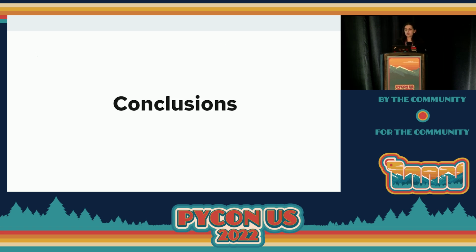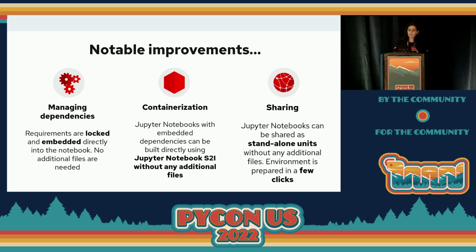So finally, let's see what are the conclusions we can draw from what we just saw. Managing dependencies in Jupyter notebooks has become significantly easier for authors because of requirements being locked and embedded directly into the notebook metadata with no additional file needed. Jupyter notebooks with embedded dependencies can be built using Jupyter Notebook source to image without any additional files either. And finally, notebooks can be shared as standalone units with an environment ready in a few clicks.